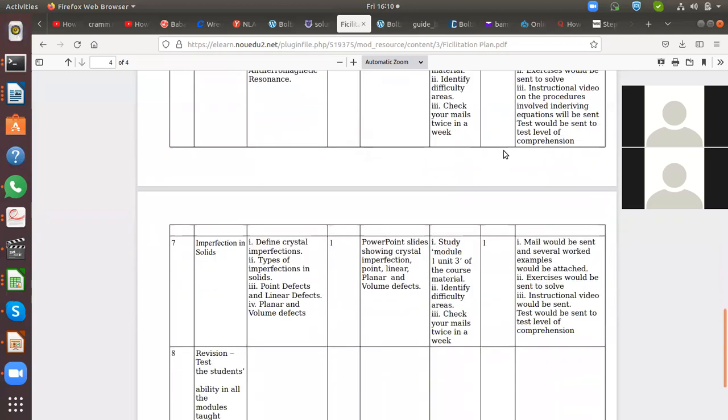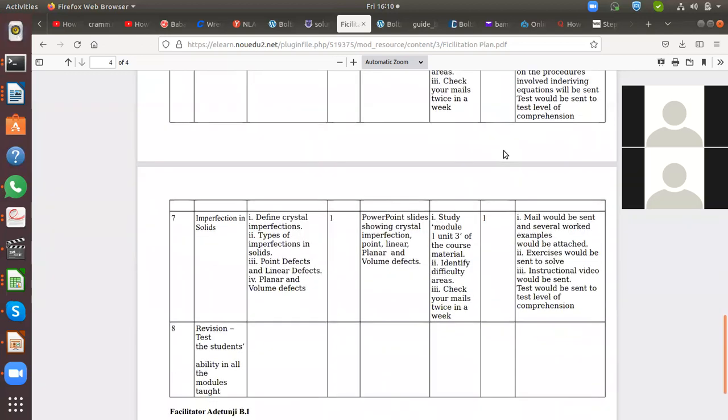In the seventh week, we shall be looking at what is meant by imperfections in solids. Solid materials are just like crystalline materials. If you look at a building, for example, you see that blocks are arranged in the form of an array. They lay them side by side. That is how crystals are. They are just like that. They are in the form of an array.